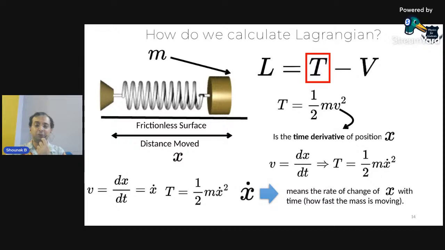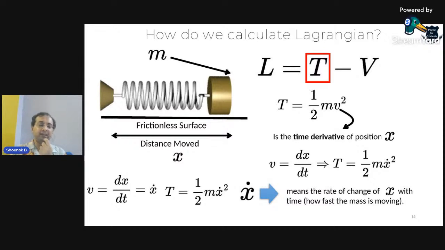So you know that the dot represents d by dt. So if we plug in L equals T minus V, and we know that kinetic energy is half mv squared, from Newtonian mechanics, where v is basically the derivative of the position, v equals dx by dt, from there we can easily write half m x dot squared. As I told you, dot is basically d by dt.